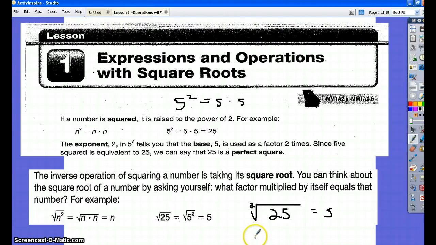In the same way, a cube root of 27 means what times what times what equals 27. So 3 times 3 times 3 equals 27, so therefore the answer is just 3. And so anyways, it's just implied that there's a 2 right there. We just don't ever write it, but that's implied when there's a square root.